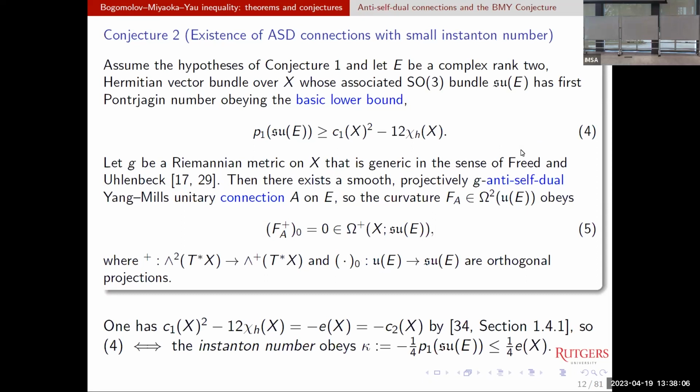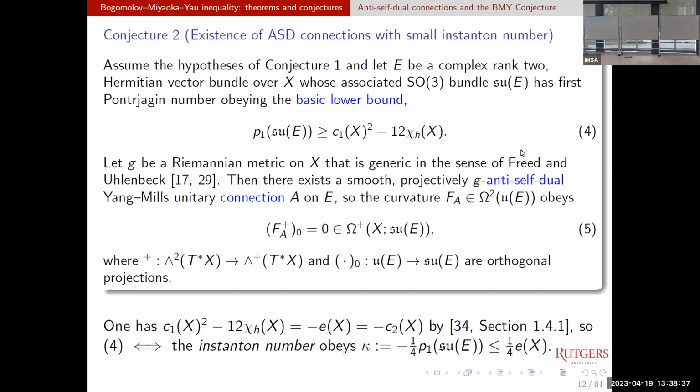The generalization is based on the following conjecture, really a gauge-theoretic one. So we're in a setting where we have a four-manifold, and we ask about the existence of an anti-self-dual connection on the associated SU(2) bundle, which satisfies a basic formula.